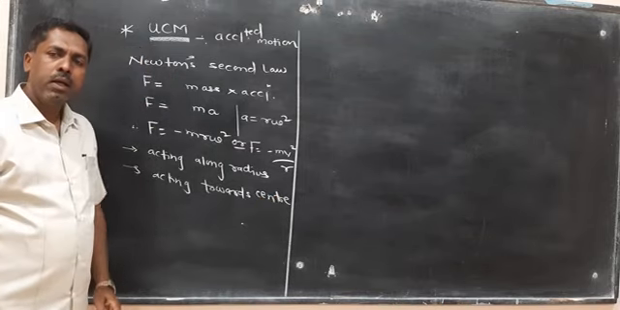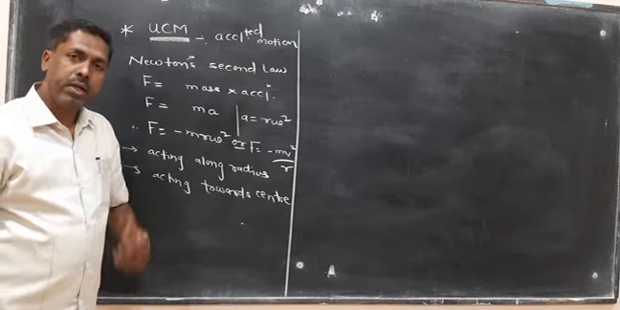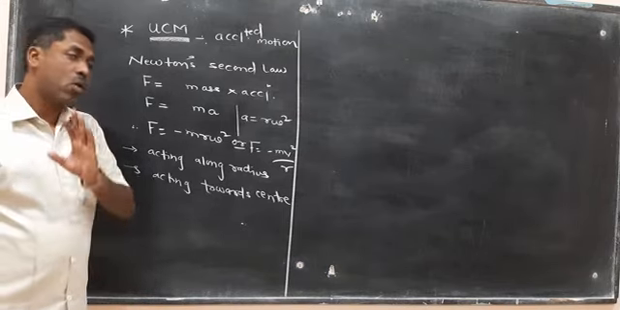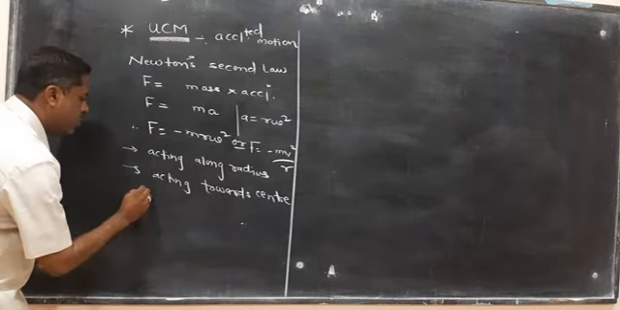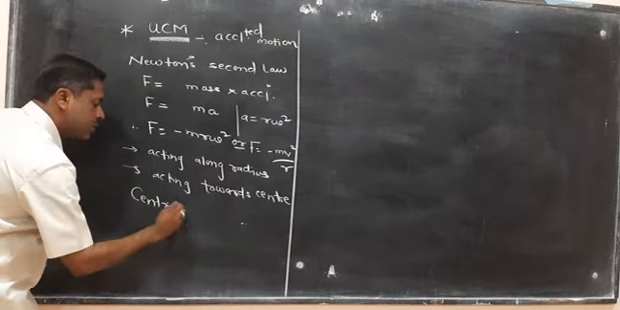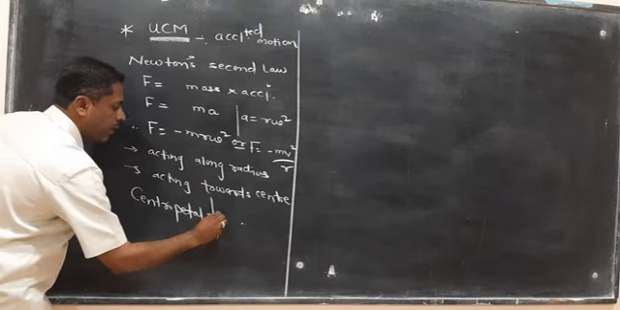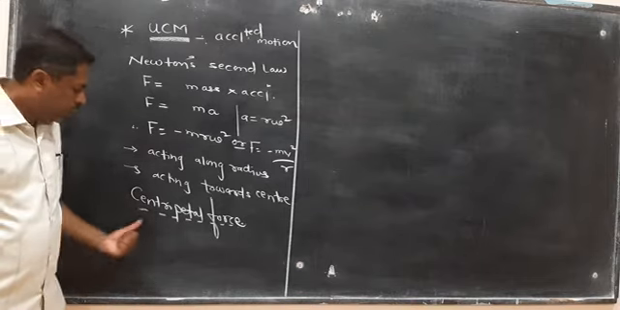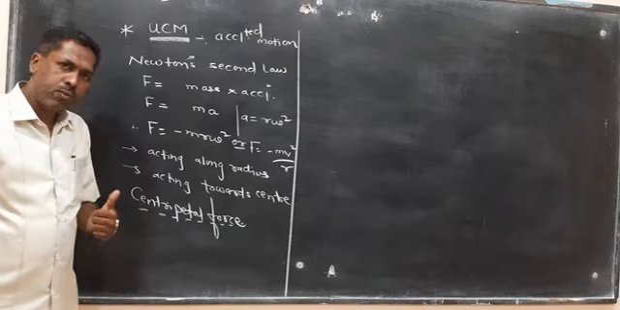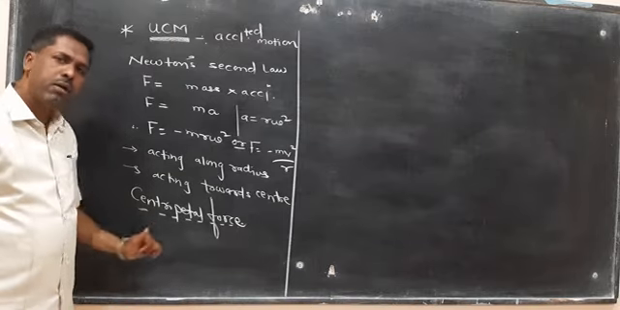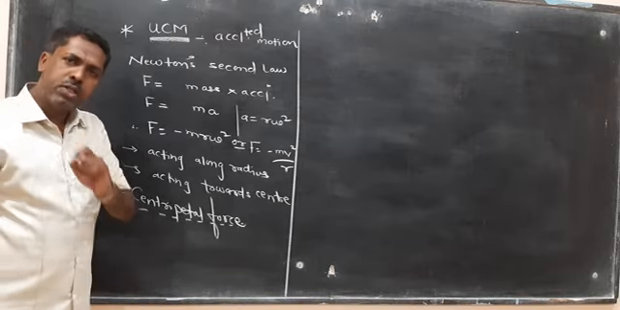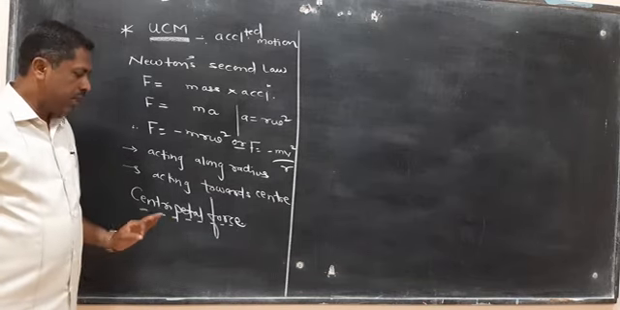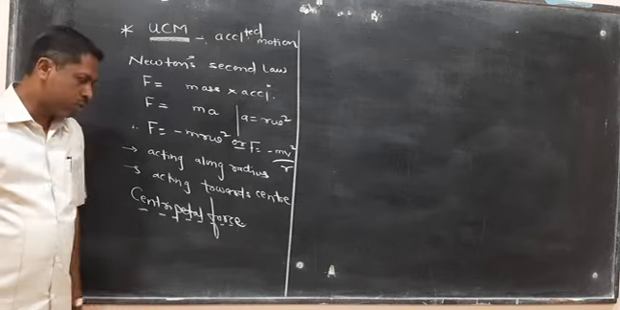That's why, whenever a force is acting along the radius and towards the center, it is called centripetal force. The name itself tells us what we understand by the term centripetal force: the force which is acting towards the center along the radius is called centripetal force.